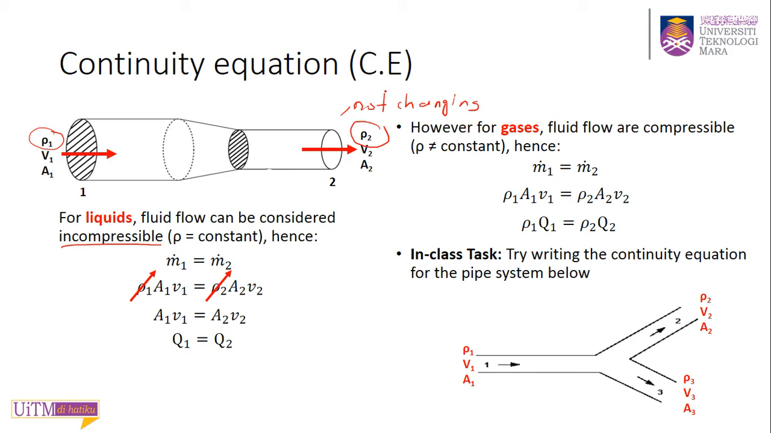That was mentioned in this note. However, for gas, the fluid flow is compressible. That means the rho is not constant, it's not the same. So you cannot cancel out the rho term in this equation. Because for liquid, if the fluid is incompressible and the rho is constant, that means the rho here can be cancelled out, because it's the same value. But for gas, or whatever fluid that is compressible, your rho cannot be cancelled out because it is not the same. That's why you need to use that value in your equation.